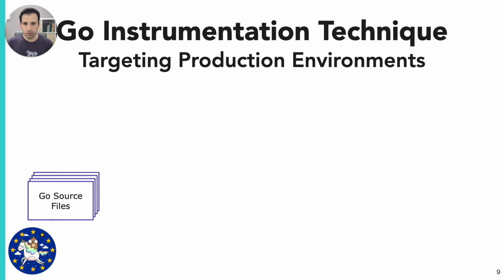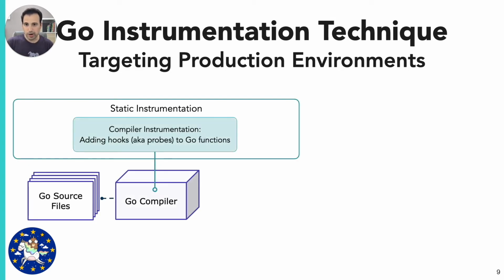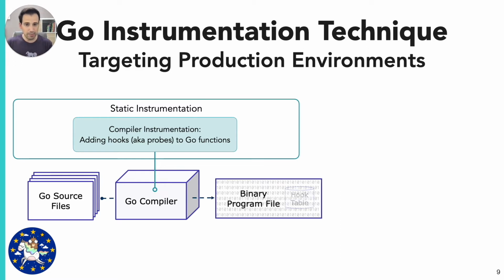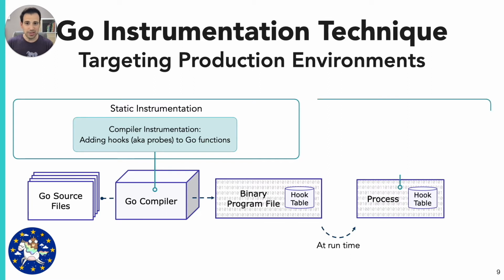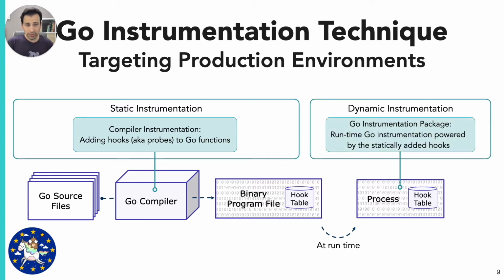So our Go source files need to be compiled with an extra compiler instrumentation step, adding hooks to the compiled Go functions, and the resulting binary program file will be instrumented and have the hooks listed in a table in order to be able to find them back at runtime. Then at runtime, a companion package can be built and rely on those hooks in order to provide a high-level and idiomatic dynamic instrumentation API.